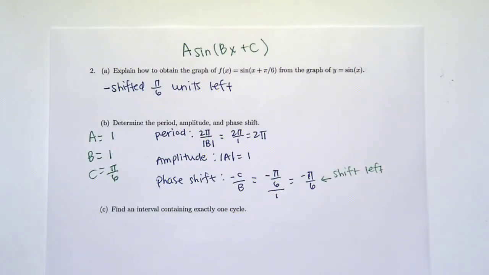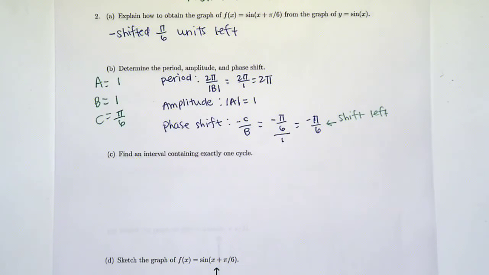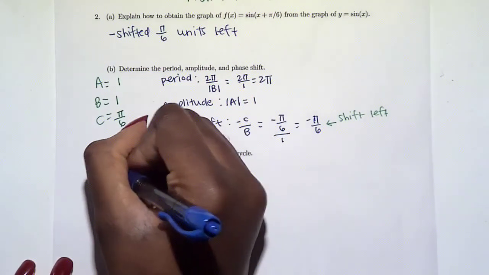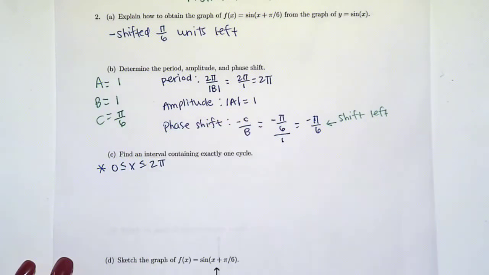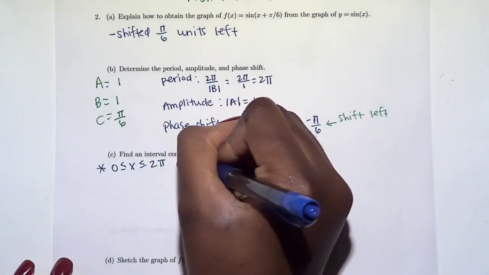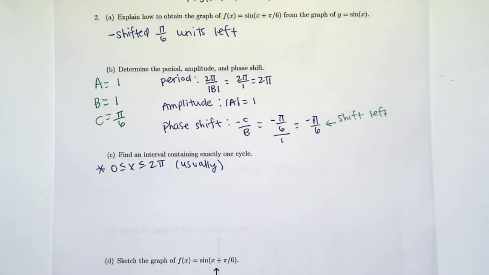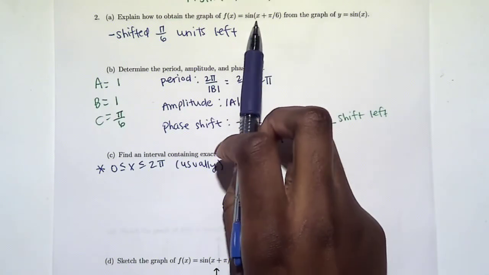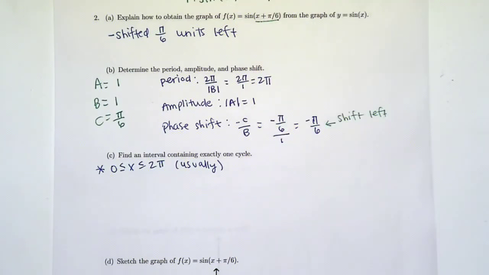Okay, so now here's where the work comes in. We need to find an interval containing 1 cycle. We always start off with sine and cosine. We know 1 cycle happens between 0 and 2 pi. That's what usually happens. But notice inside of our function, we don't just have x. We have x plus pi over 6. So x plus pi over 6 is the thing that's going to go between 0 and 2 pi.